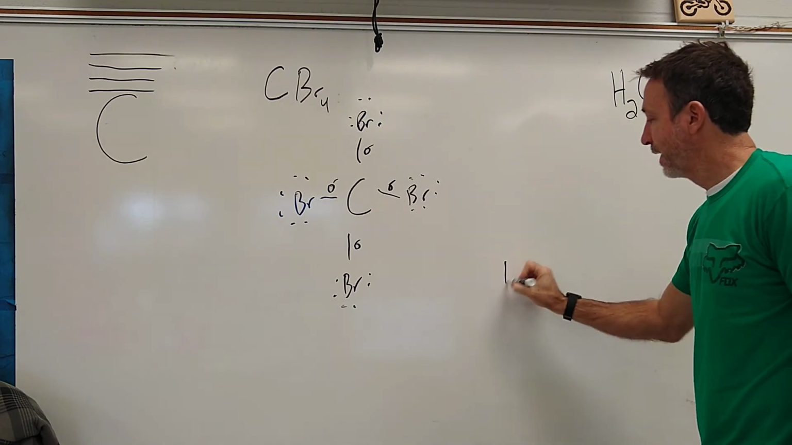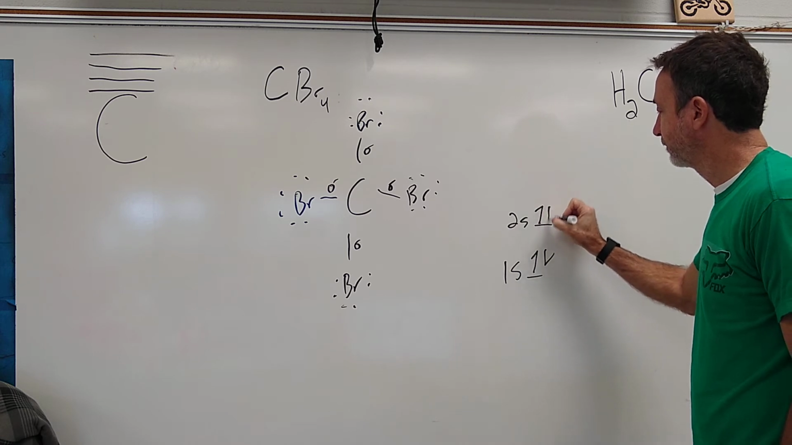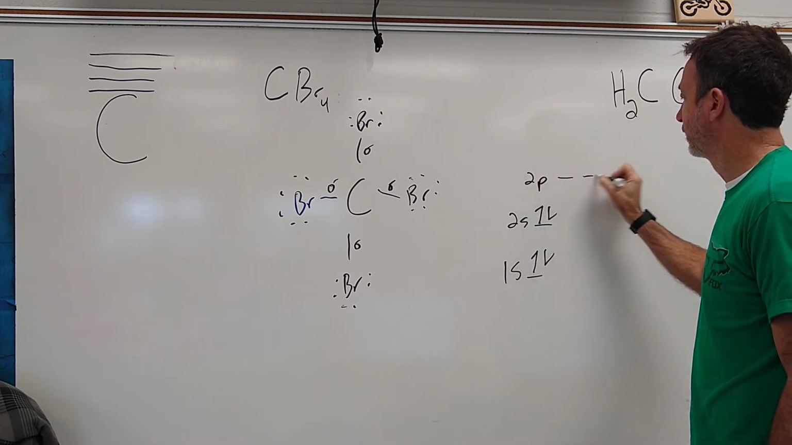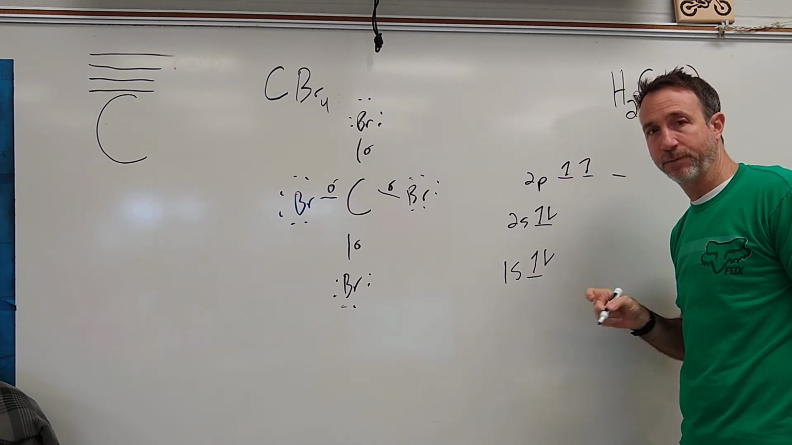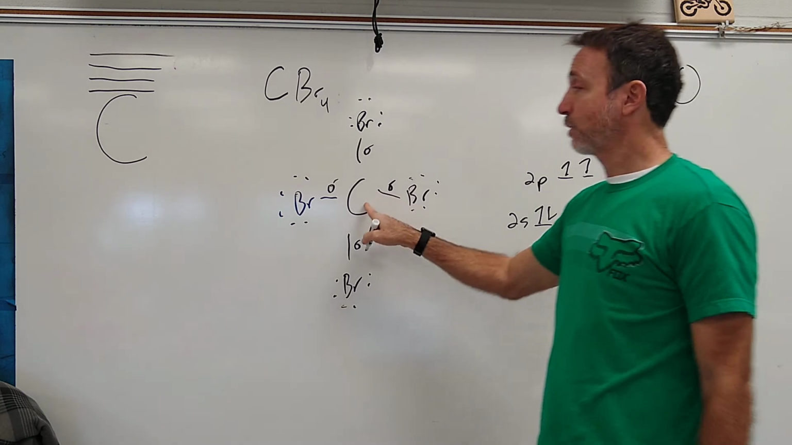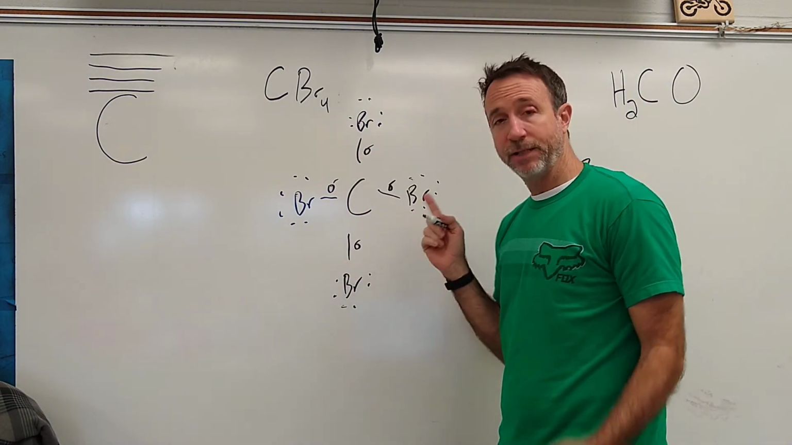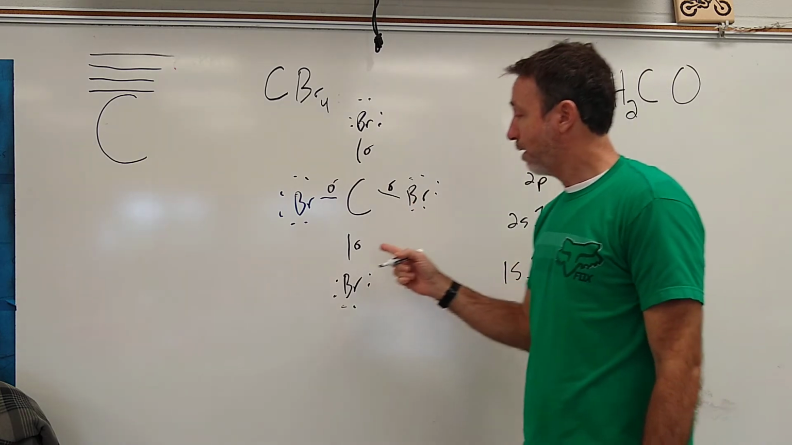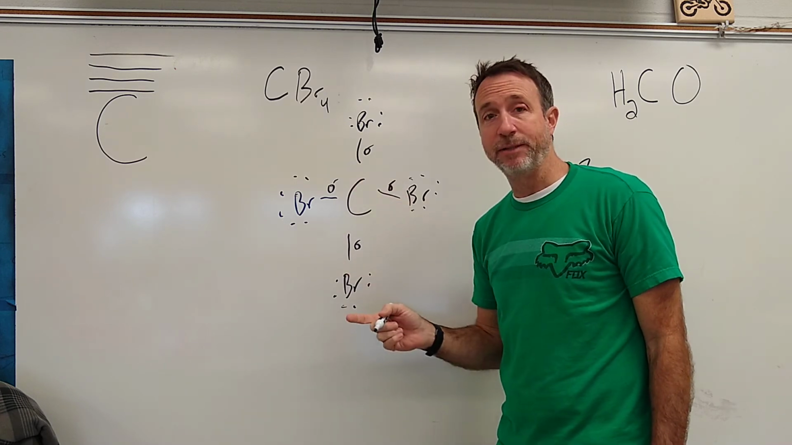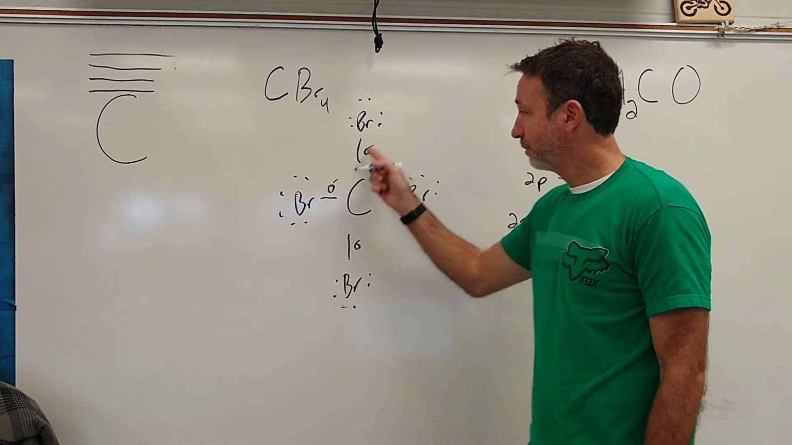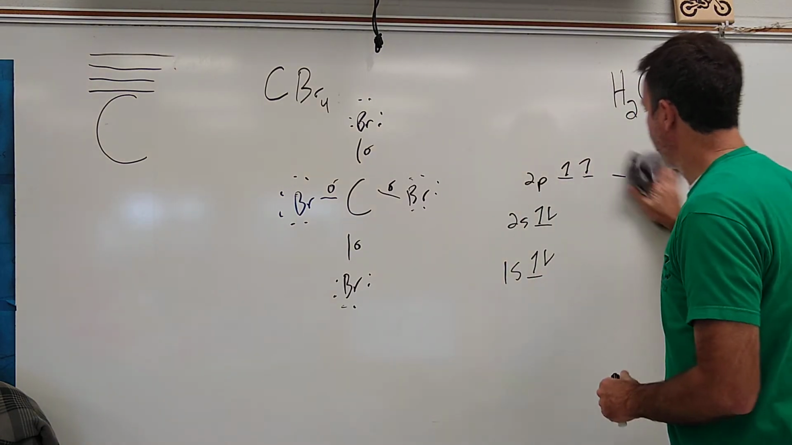Now let's go back. How did this carbon atom look in the first place? It looked like this. You should know this. This is how carbon looks when it's neutral by itself. But this carbon now is bonded to 4 different bromine atoms, so its valence electrons are now in 4 separate hybrid sp orbitals. Sigma means sp hybridized.